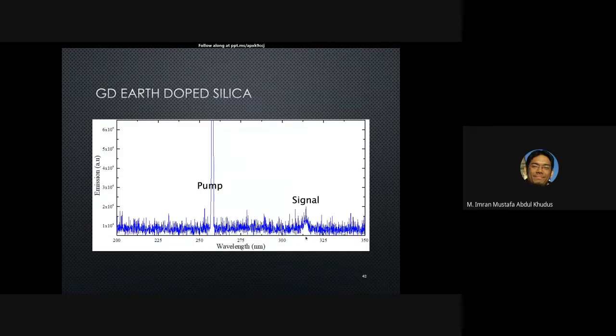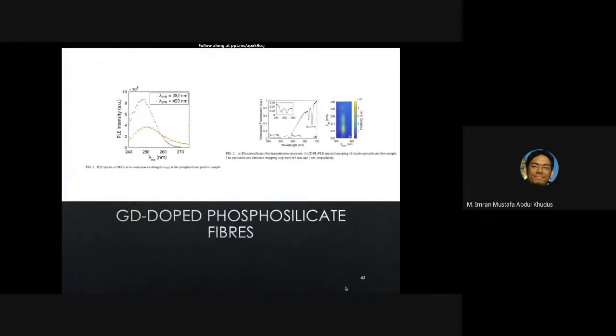We have a pump, and as you can see, we pumped it at 257-ish. We got a signal, as we wanted to. Some people in the silica fab group made phosphosilicate fibers, which are gadolinium doped. So it's silica doped with phosphorus, co-doped with gadolinium. The reason you need the phosphorus is to break the gadolinium up and to increase the refractive index a little bit to make it guiding.